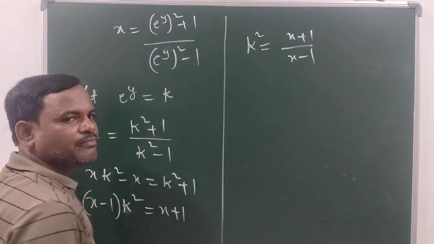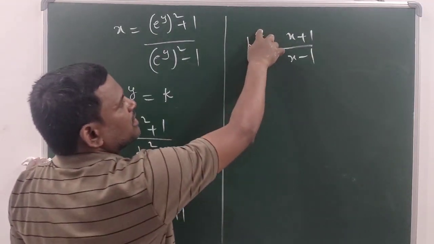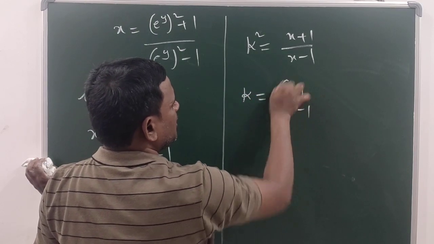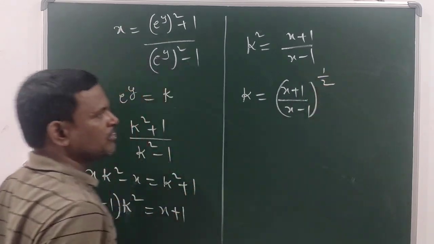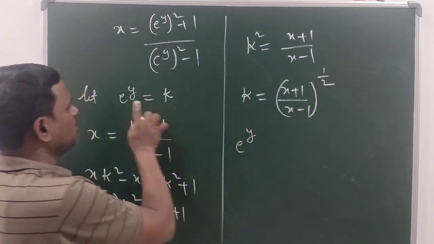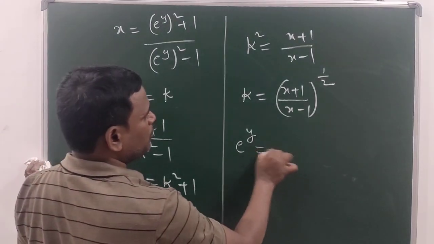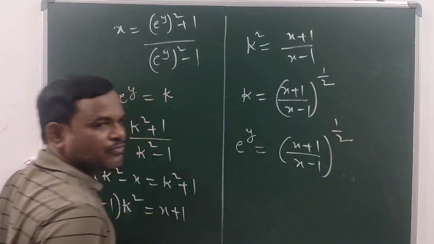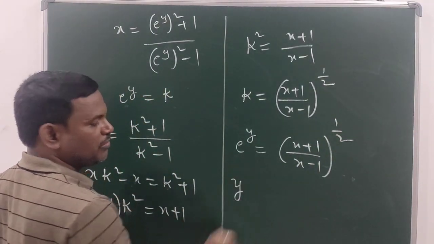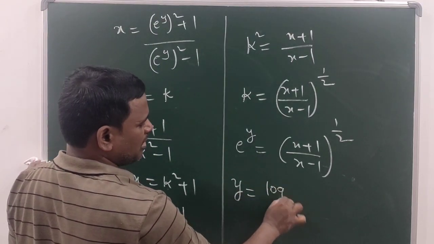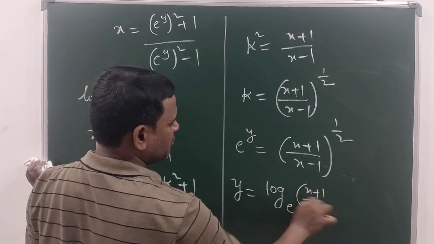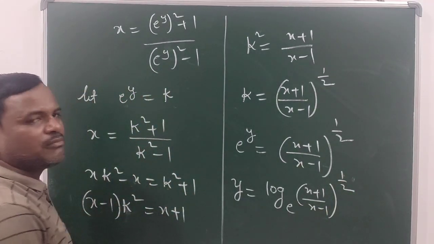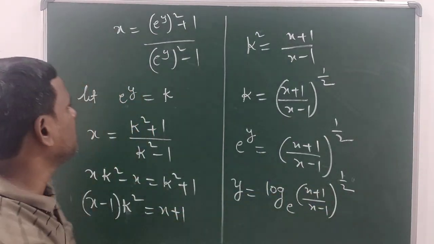Now k^2 is equal to (x + 1)/(x - 1). So transfer this square to the right side, so that you get ((x + 1)/(x - 1))^(1/2). Now k is nothing but what we took as e^y, no? e^y is equal to ((x + 1)/(x - 1))^(1/2). Now transfer e to the right side, so that you will get y is equal to log_e of ((x + 1)/(x - 1))^(1/2). As per the power rule of logarithm, this 1/2 will come over here.